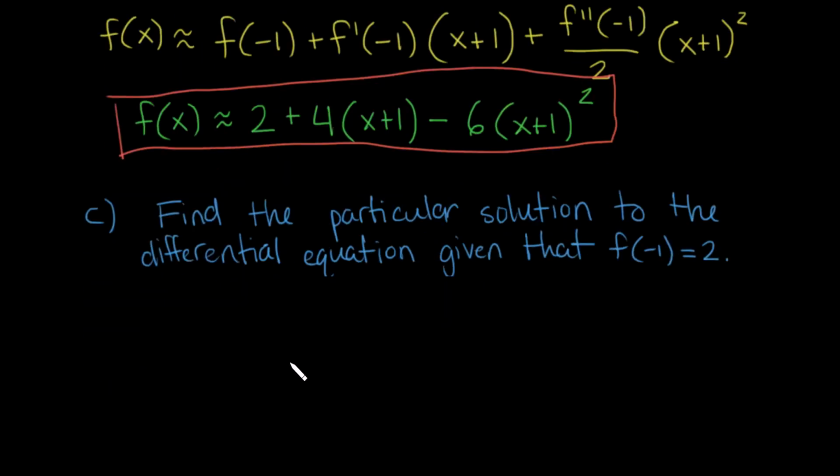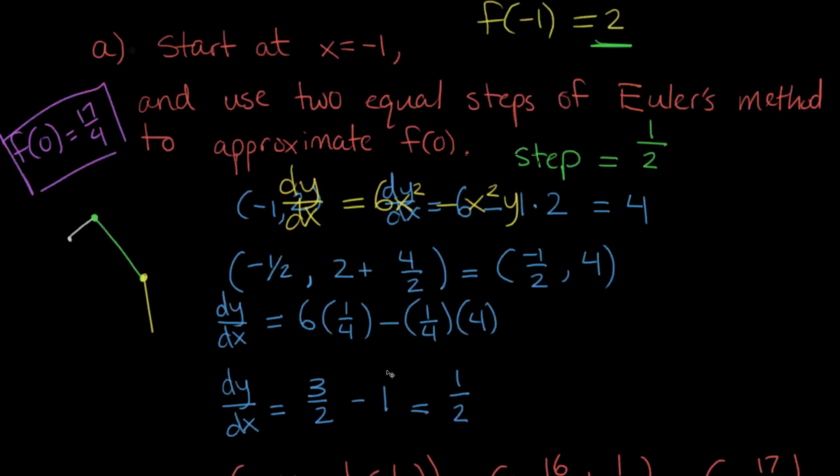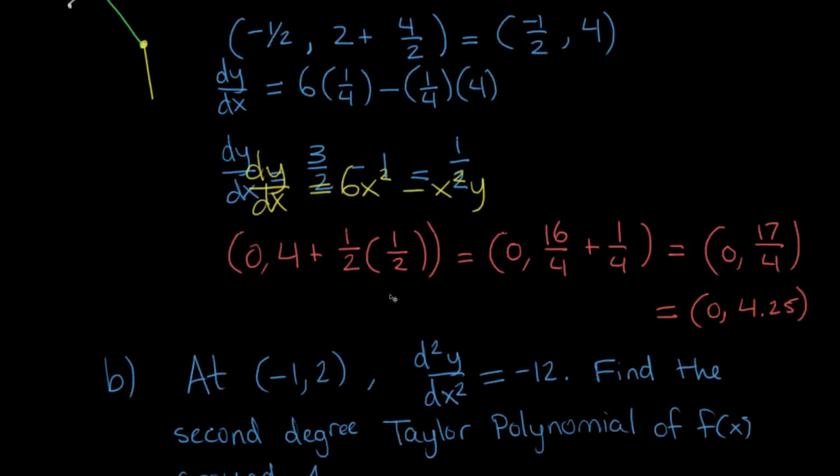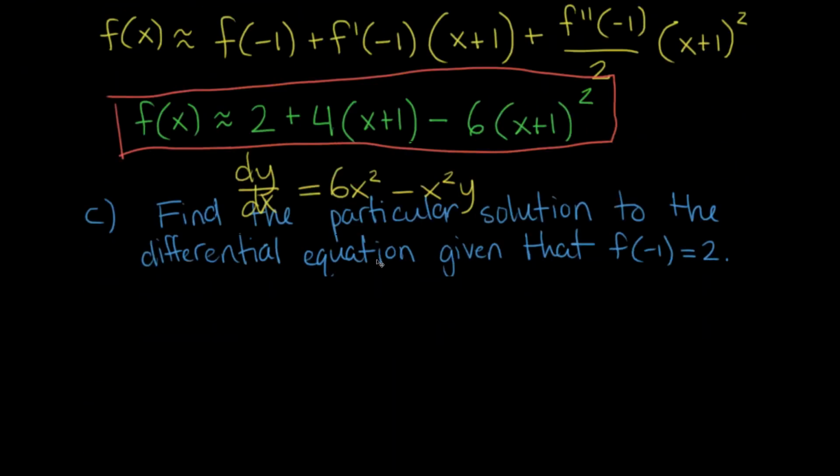So, part C asks to find the particular solution to the differential equation given that f(-1) equals 2. So it's giving us this initial condition that we've worked with throughout the problem, so we're already a bit familiar with it, and to find the particular solution. So if we recall up here, I'll just copy and paste it to make things simple. We have this differential equation that dy/dx equals 6x squared minus x squared y, and we're going to be solving this in this problem.